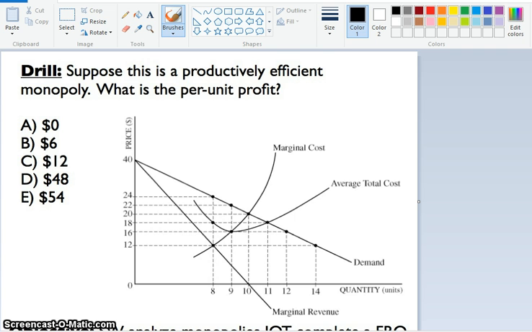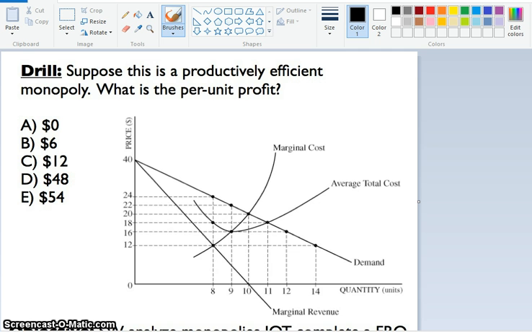Suppose this is a productively efficient monopoly. What is the per unit profit? And choose your best answer here. Pause the video. If you have to, go look and find what the productively efficient rule is. Hopefully you know it by now, but if you don't, go look. I'll wait. I'm still waiting.